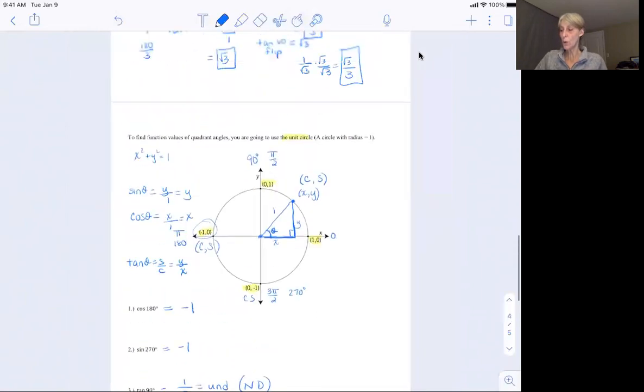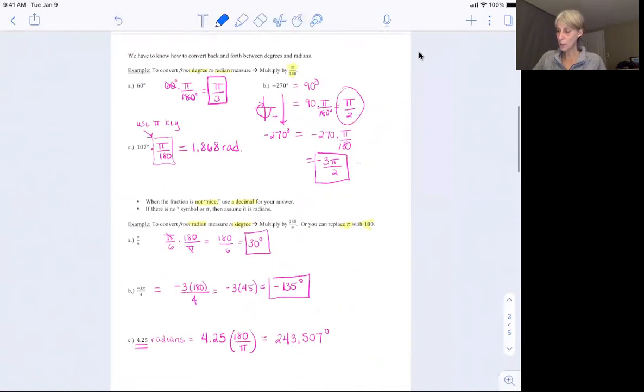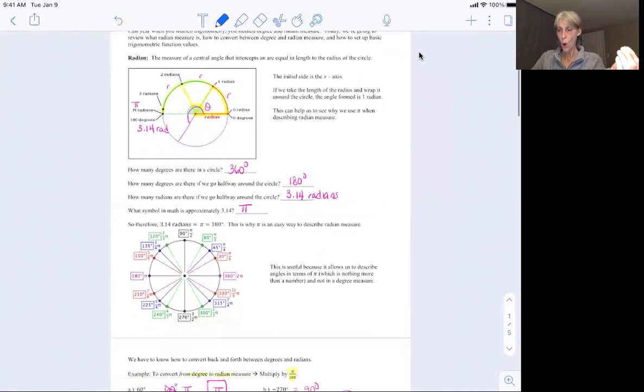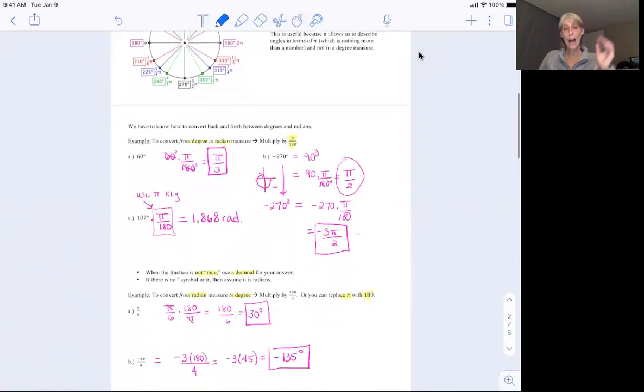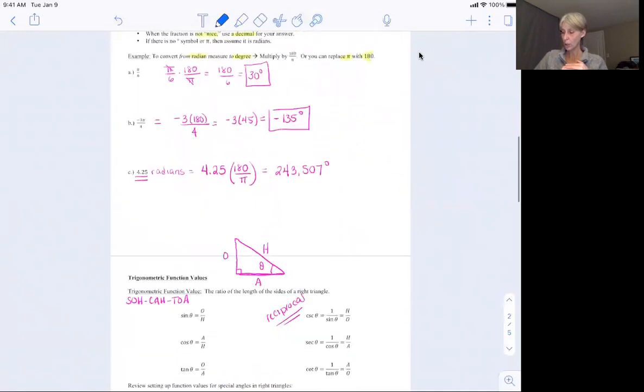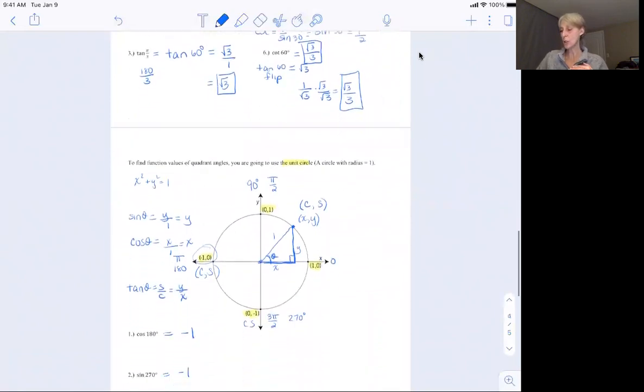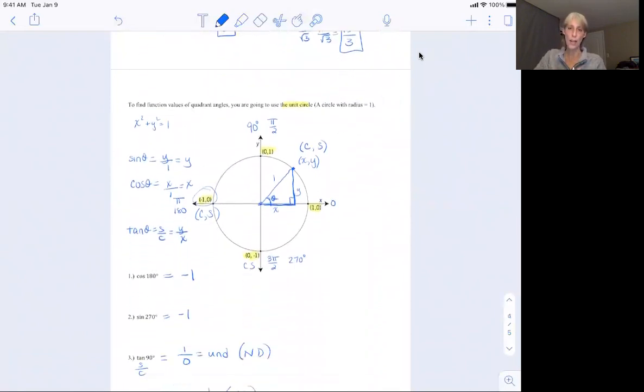Okay. So we did review a lot today. Let's go back up to the beginning of the lesson. We talked about this concept of radian measure, what it means to us in breaking apart the circle, and how it corresponds to different angle measures, how we can convert back and forth between degree measure and radian measure, both directions, and setting up some basic trig function values and using the unit circle to help us find quadrant angles.